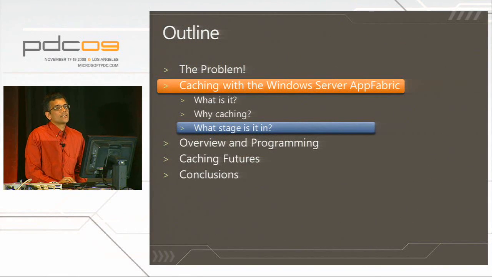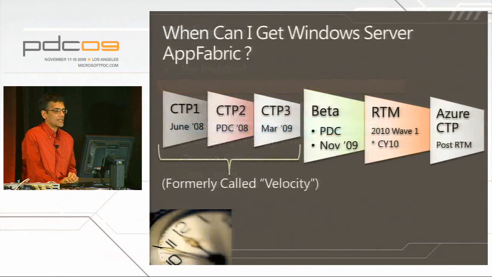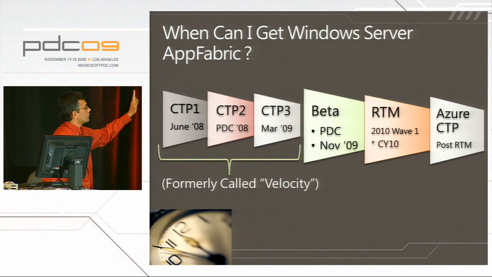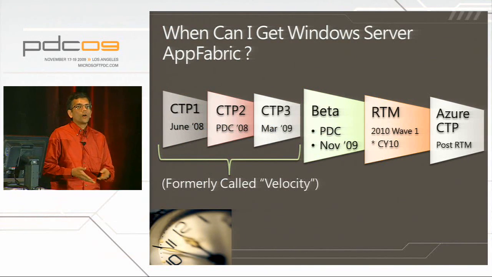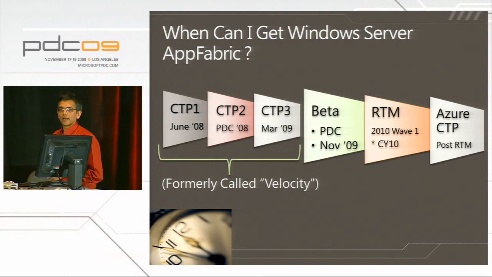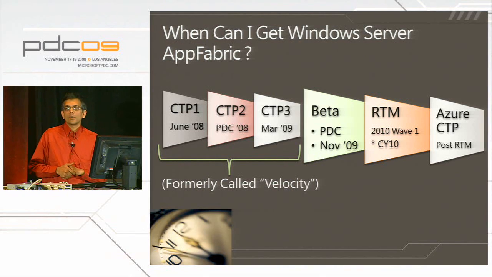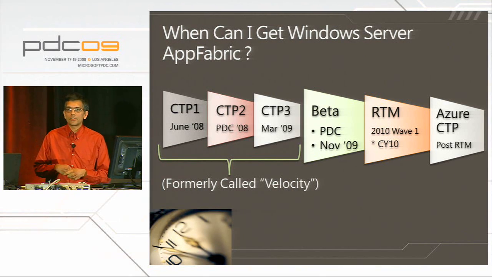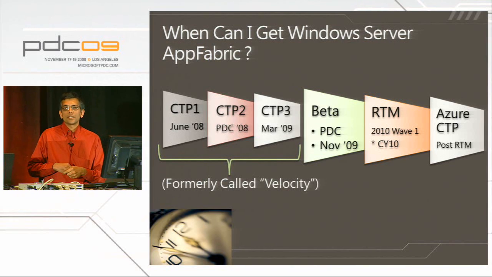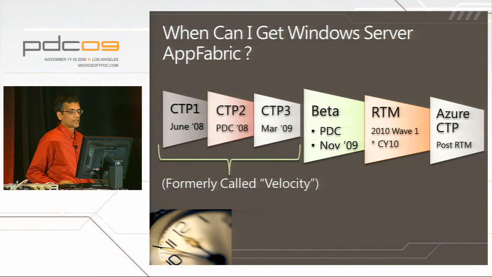So what stage is it in, right? So I've given you all this nice pitch. So when can you guys get it? We used to call it Velocity before. We had shipped CTP 1, 2, and 3. Obviously, beta 1 of the AppFabric is available today. So that includes, this is our CTP 4 in effect. We will have the RTM, obviously, when the whole AppFabric is RTMing next year. And also, we will have an Azure CTP also next year. I'll show some demos during the talk to see how the Azure thing would work as well.